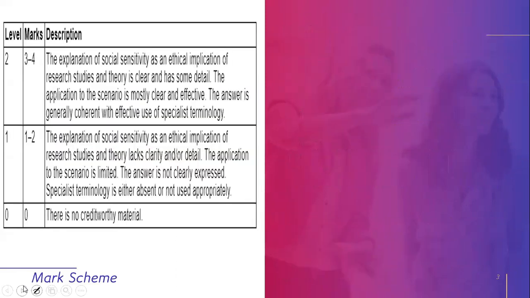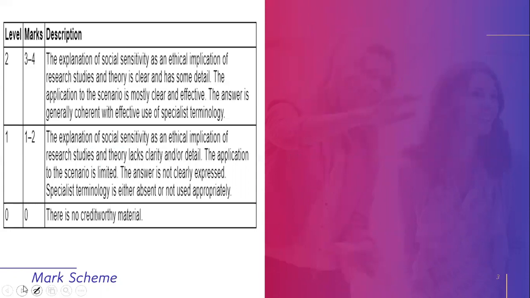So here are our grade boundaries. Like I said, level 1, 1 to 2: the explanation of social sensitivity as an ethical implication of research, study, and theory lacks clarity and/or detail. So there's not a lot of information there about it. The application to this scenario is limited. The answer is not clearly expressed. Specialist terminology is either absent or not used appropriately. So here, if we give a little bit of each, we can qualify for 2 marks.